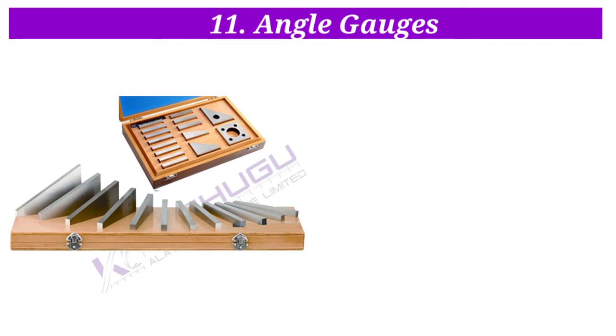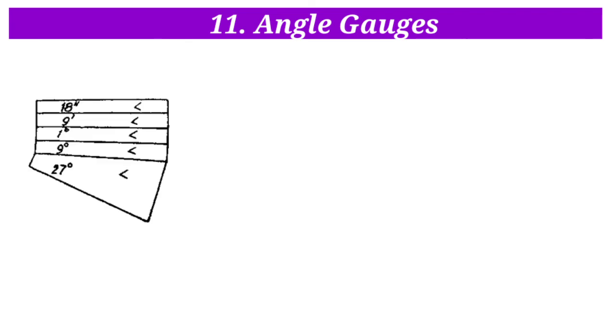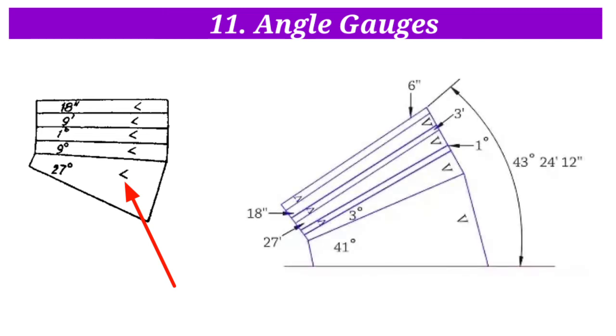Each angle gauge is accurate to within 1 second and is marked with an engraved V-type symbol, which indicates the direction of the inclined angle. These gauges, together with a square block, can be so wrung that any angle between 0 to 360 degree can be set.